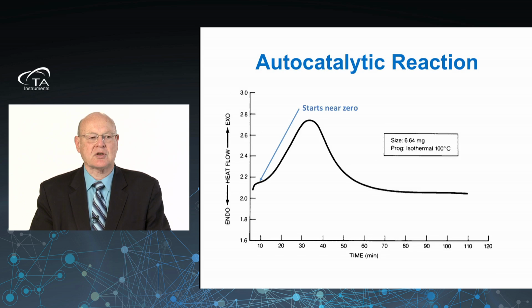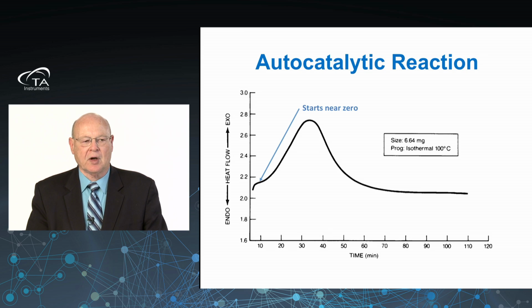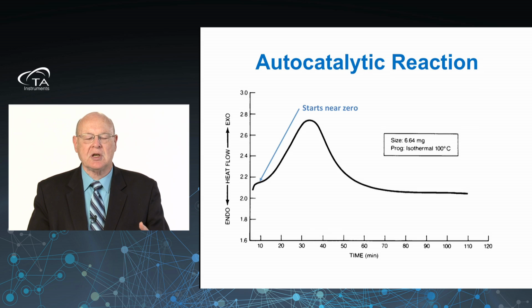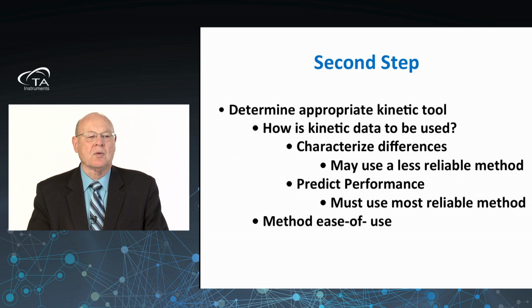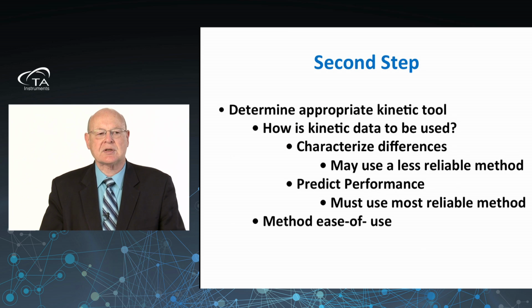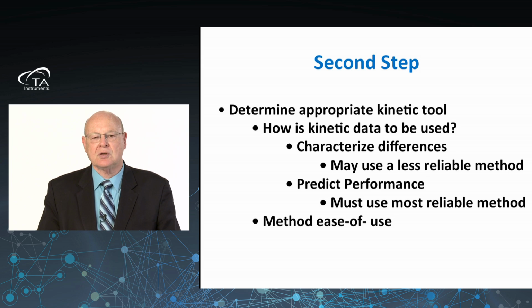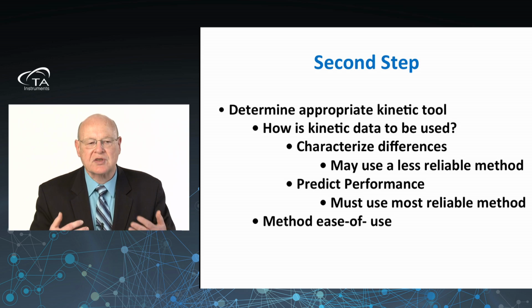If, however, the reaction starts low, builds to a peak, and then decays away, the reaction is autocatalytic. That is, the front side and the back side of the reaction peak have roughly the same shape. So this helps us to determine whether we have autocatalytic reaction or an nth order reaction. The second step in our process is to ask ourselves, what is the value that we intend to use for this data? That is, what is its purpose?